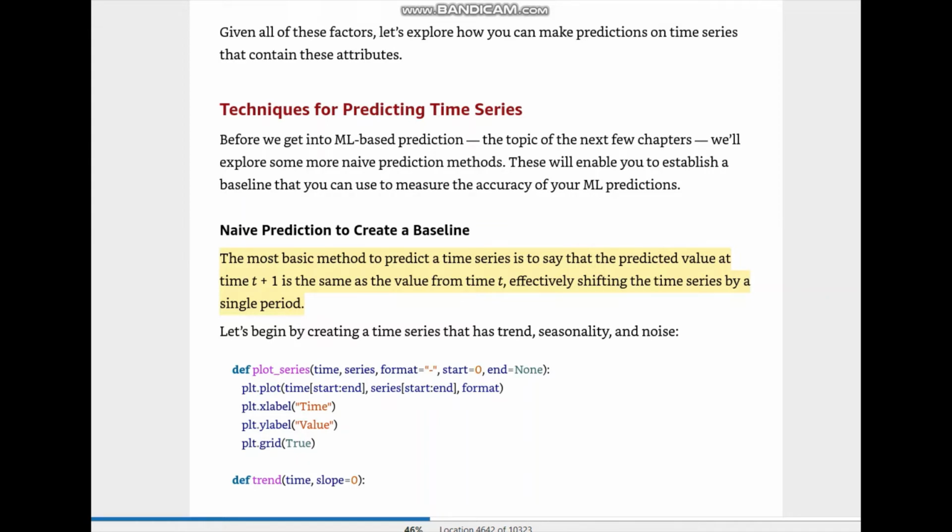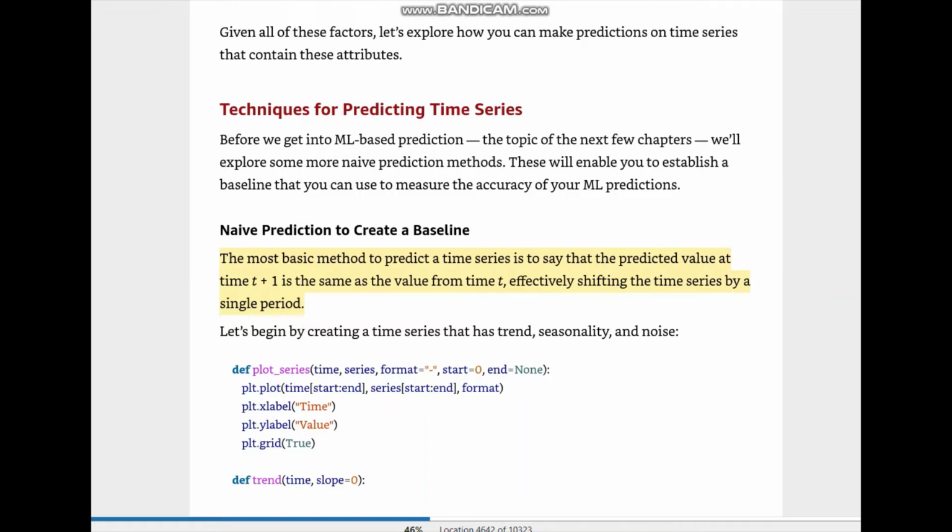The most basic method to predict a time series is to say that the predicted value at time t plus 1 would be the same as the value at time t, right? Effectively shifting the time series by a single period. So we would say that whatever I am doing right now would be the same thing that I'll be doing at time now plus 1, right? So there is hardly any change in the behavior within a single period of time.